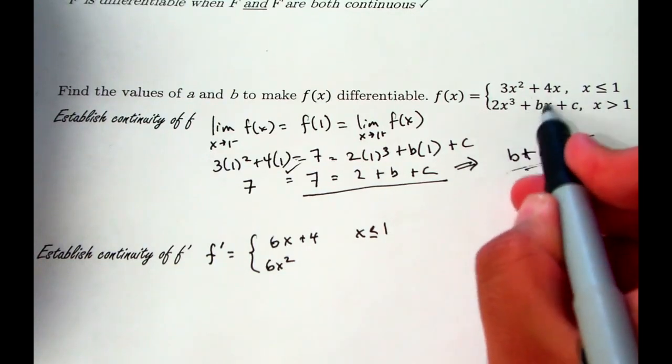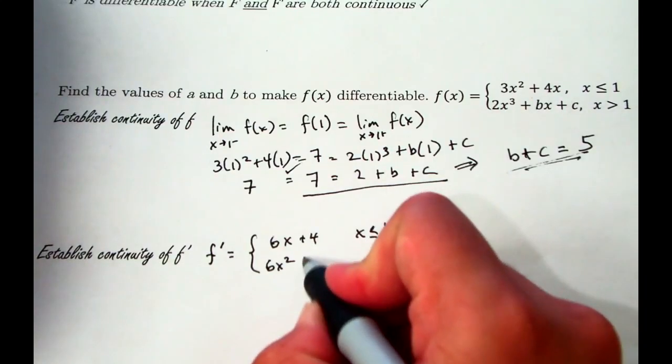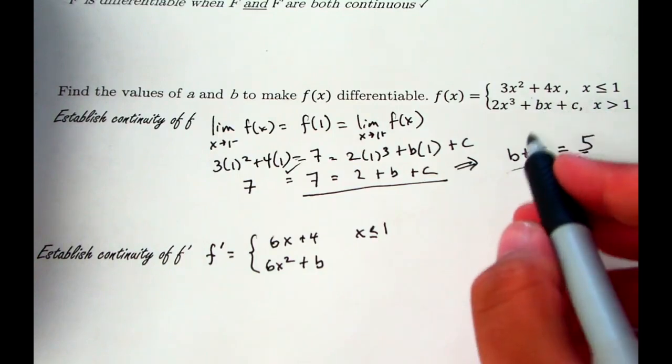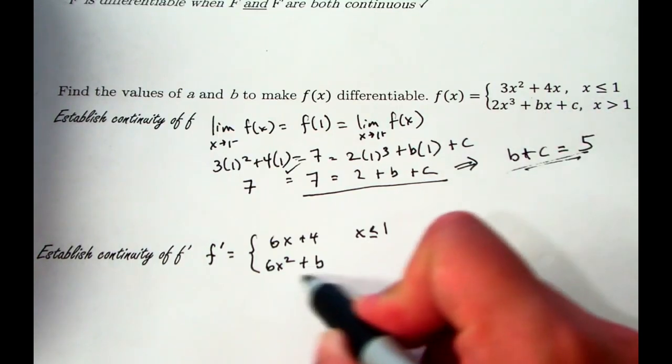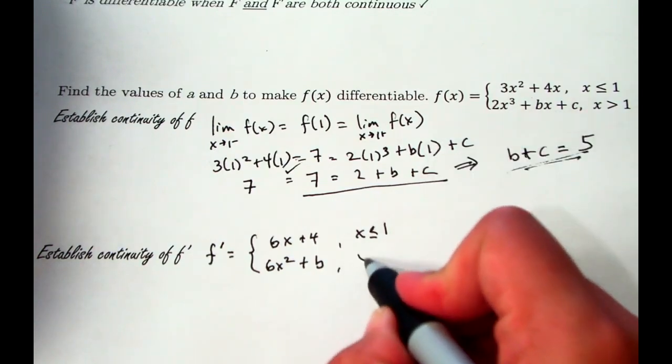Keep in mind, b is a constant, so it's just some sort of number times x, and the slope would just be that number. So 6x plus b, and then c is a constant, so its derivative is 0. So 6x squared plus b is the derivative of this piece right here, and that's valid when x is greater than 1.